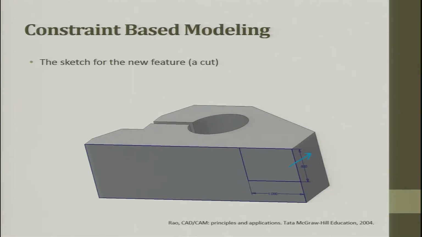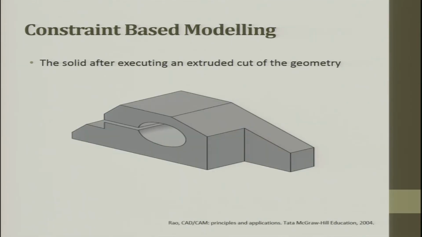In this constraint based modeling, if you want to cut and remove material, that is also possible. For example, I do not want this portion, I want it to be cut down. I give the 2D profile and say stretch it along this direction. This is A, this is B, and then I say subtract B from A. What you get will be this profile, a solid after execution of an extruded cut of the geometry.